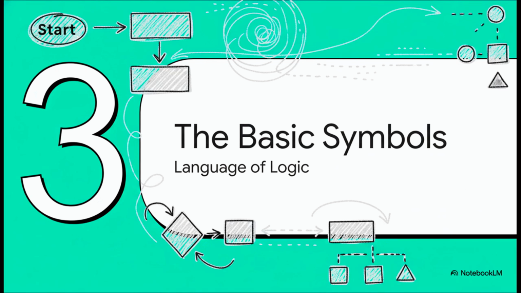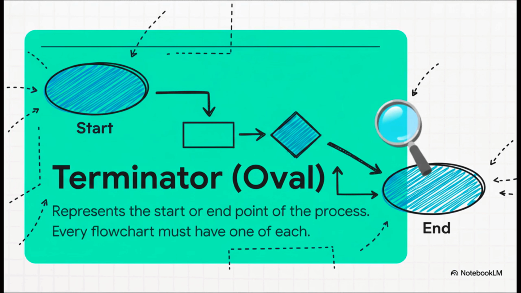That brings us to the basic symbols. Think of these as the fundamental building blocks, the ABCs, you'll use to build any flowchart you can imagine. Every story has a beginning and an end, right? Well, so does every flowchart, and that's the job of this oval shape, the terminator. You'll always have one at the very top that says start and one at the very bottom that says end. Simple. It just frames the whole process.